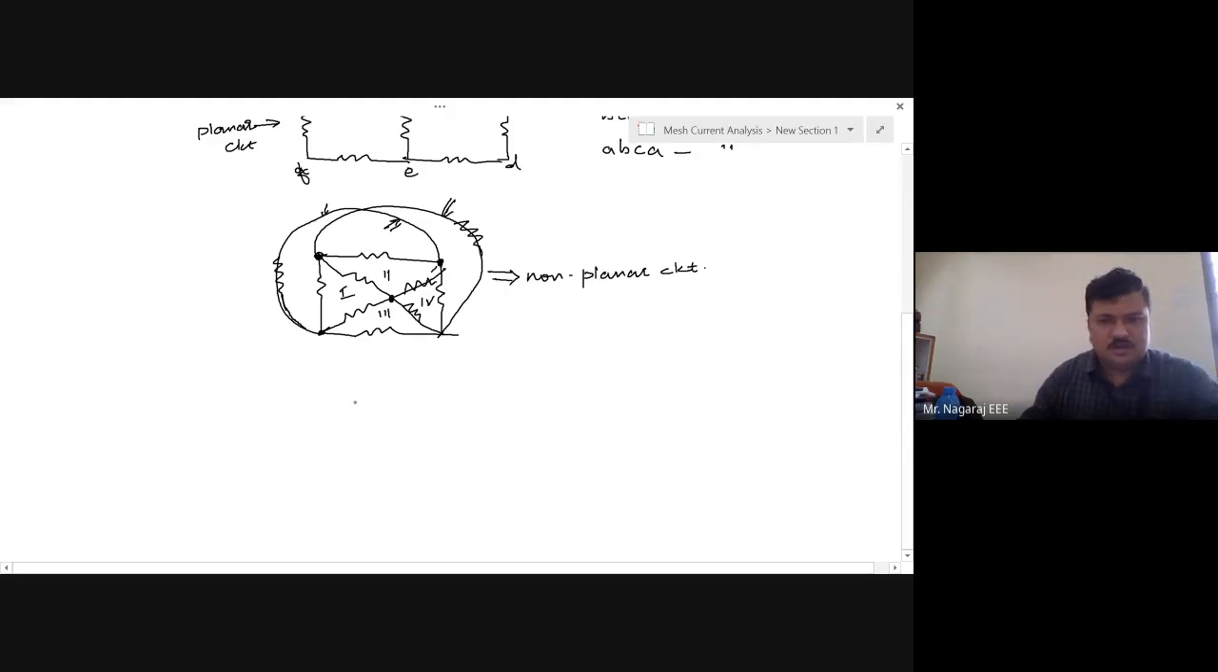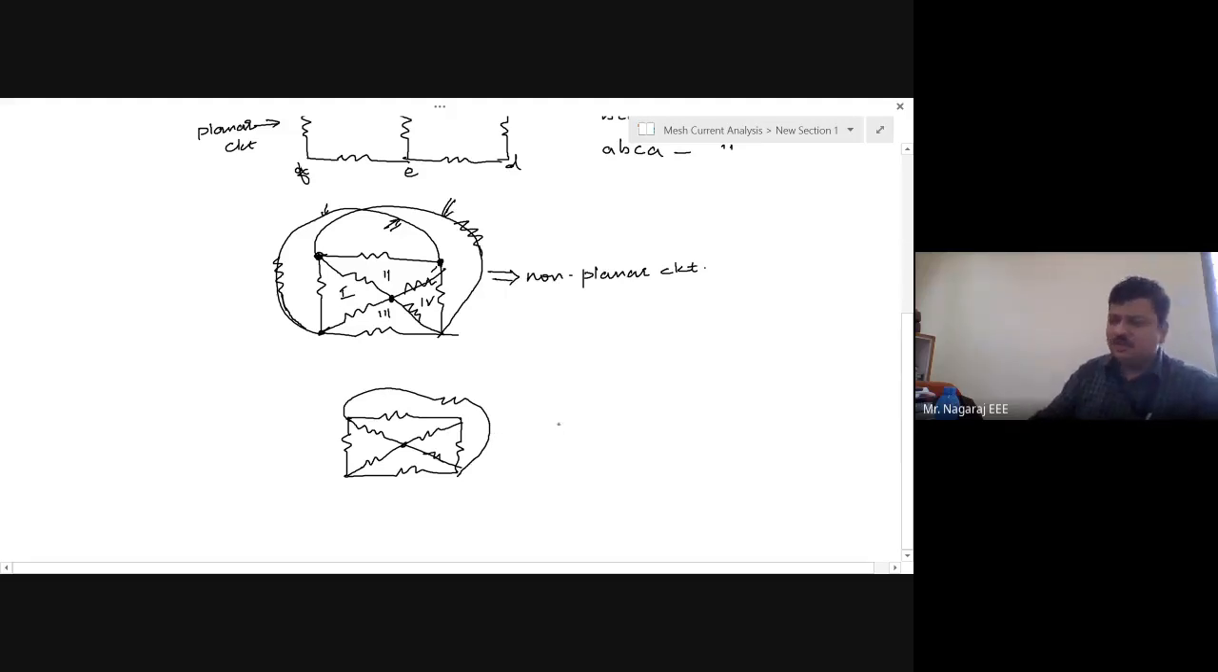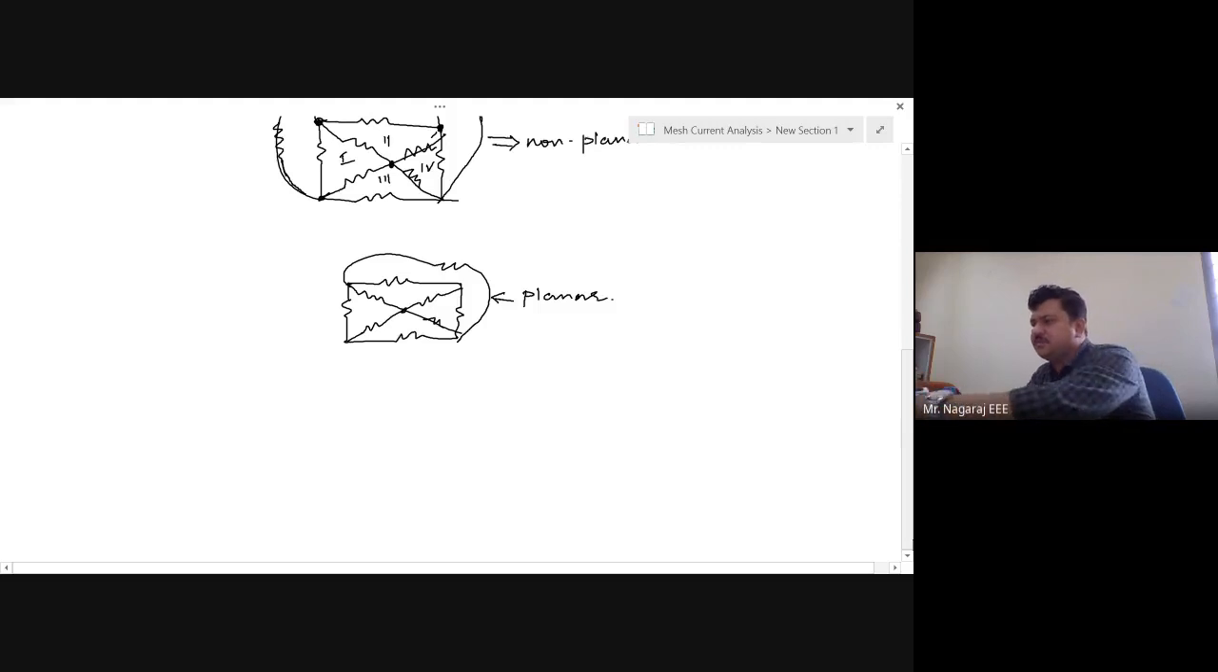Similarly, I will draw almost a similar circuit. Okay. Now, if there is only one such branch, then no issues. It can be planar because there is no other branch which is crossing any other branch. Okay, it is still planar. So I can apply mesh current analysis only to the planar circuits. Okay. Now, how to apply it? That is the question.